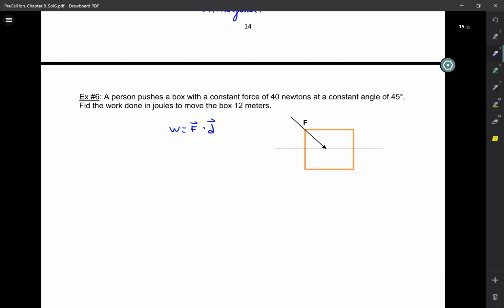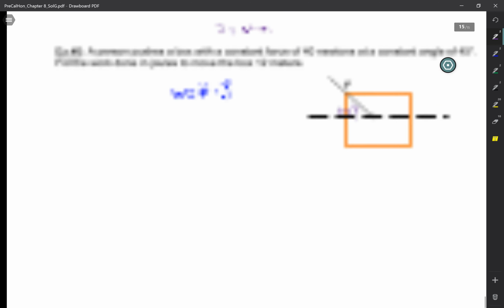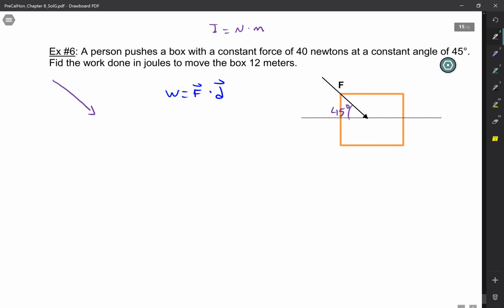So, a person pushes a box with a constant force of 40 newtons at a constant angle of 45 degrees. So here there is an angle of 45 degrees. Find the work done in joules to move the box 12 meters. So joules is newton times meter. All right. Now, okay, the formula, I will give you the formula, but you need to do the rest. So now, let's see about the force here. This is the force vector.